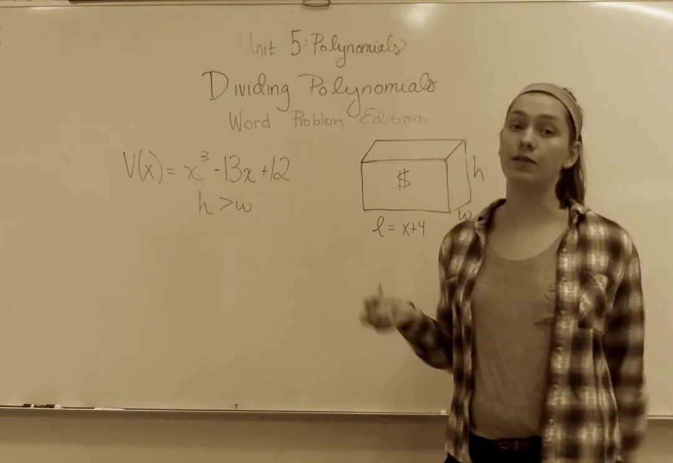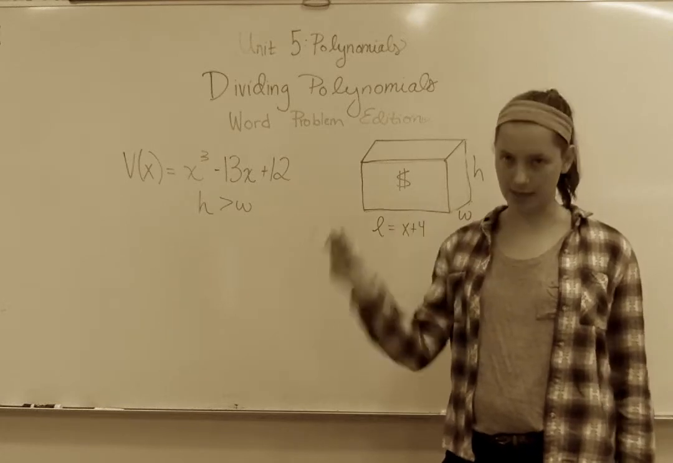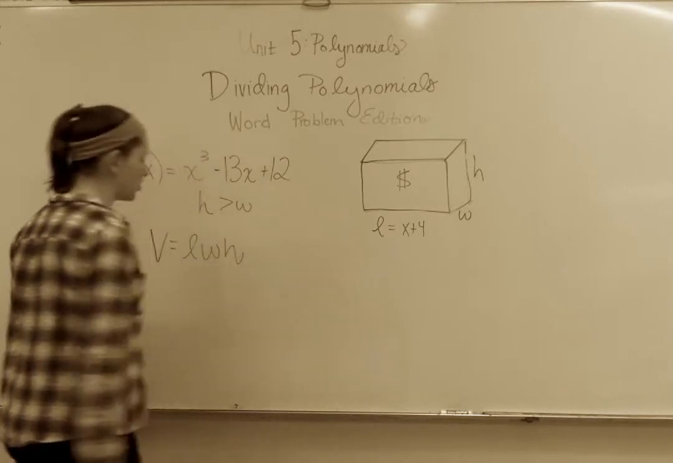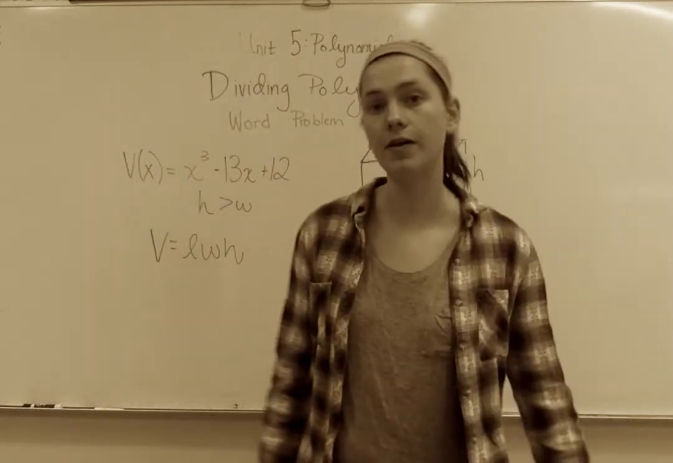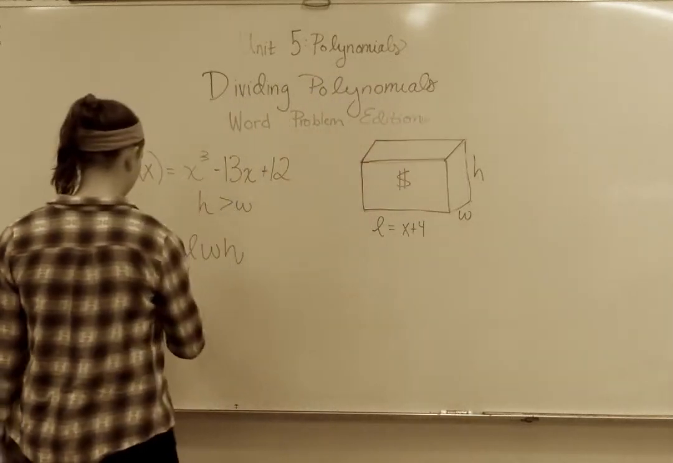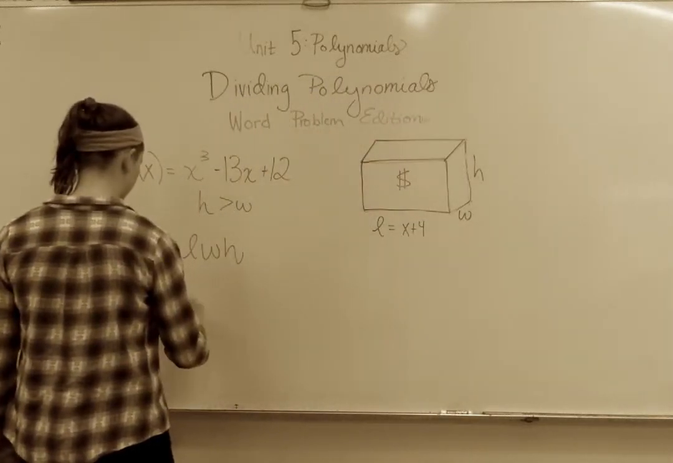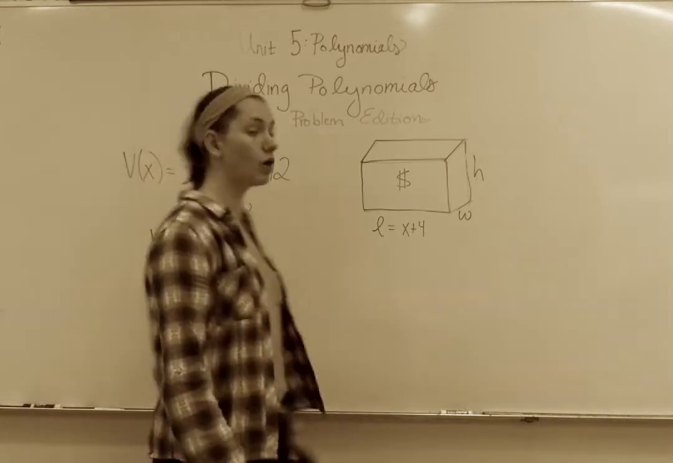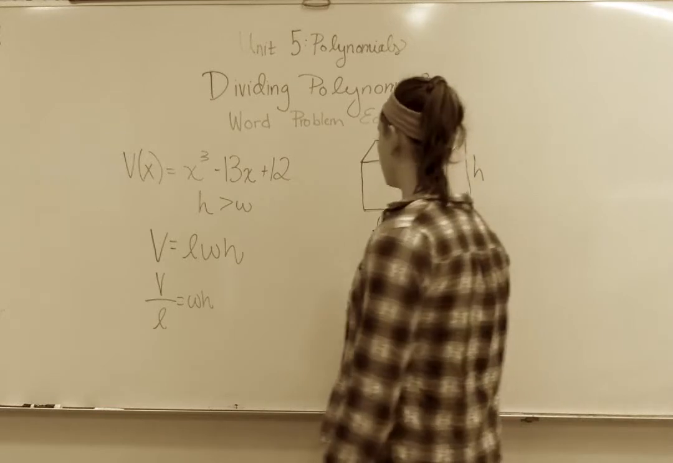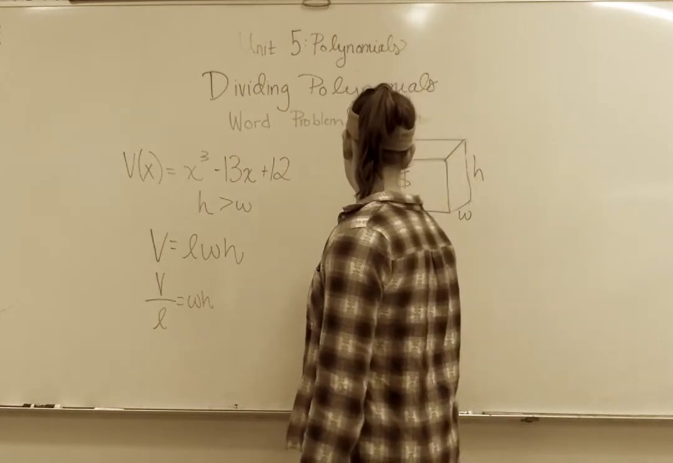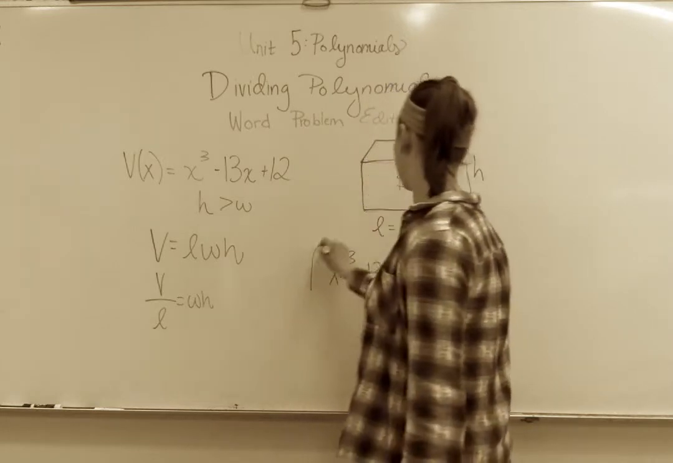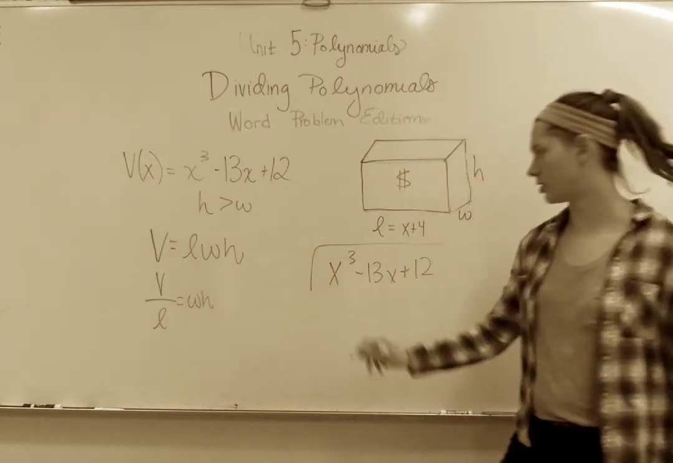First up, let's note that volume is length times width times height. So if I want to get width times height by itself, I need to take volume and divide it by length. Alright, this is when we set up our polynomial division. I take my polynomial that represents my volume, and I divide that by my length expression, x plus 4.